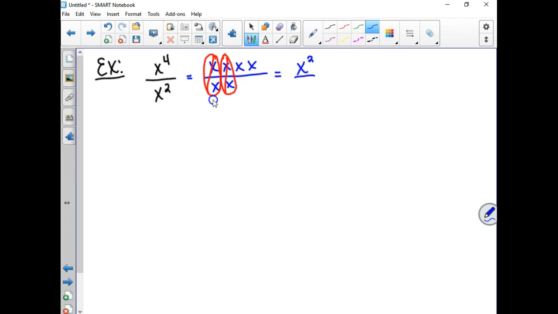It is in the numerator. I could put this over 1 if I want, but whenever we have a 1 in the denominator, it's unnecessary. So I would prefer for you to write the answer as just x squared. Now, let's look at one that's going to be a little bit different.